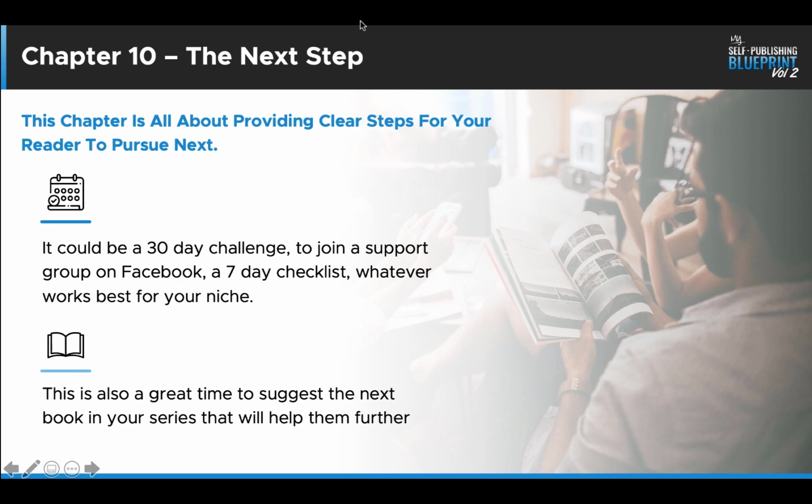You don't have to follow this exactly. It's just designed to get you thinking about the type of layout you want to have for your book. Also a great time to suggest the next book in your series that will further help them. That is gold, to promote the next book that you're going to have for them.